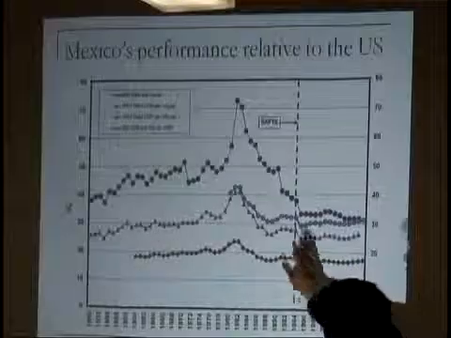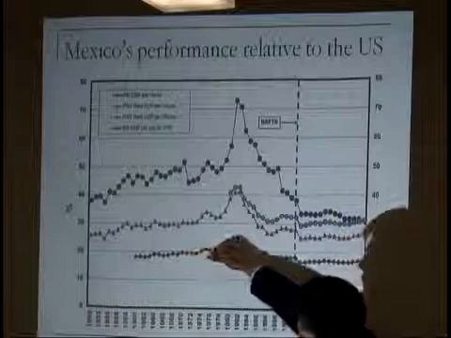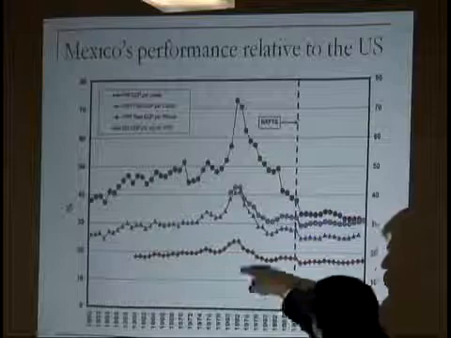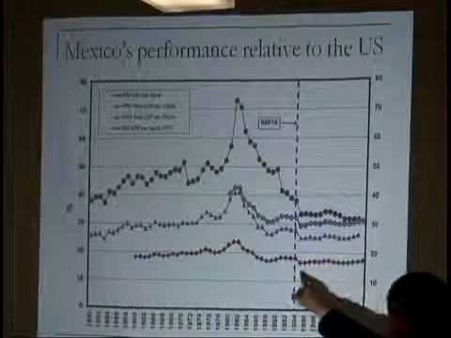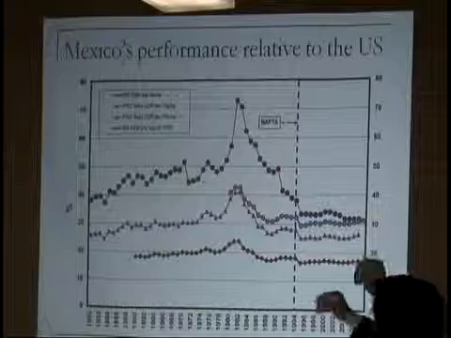So before 1994, there was a slightly upward trend in some of these indicators. It reached a maximum in 1982, then started to contract. Then NAFTA came into effect, and this suddenly stabilized. Which means that, for example, let's look at this one, which is real GDP per worker.